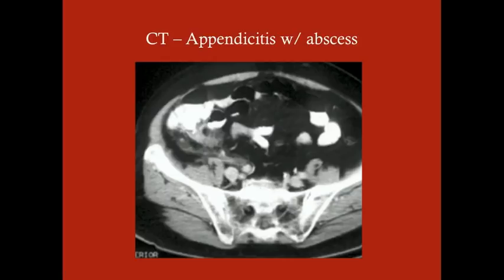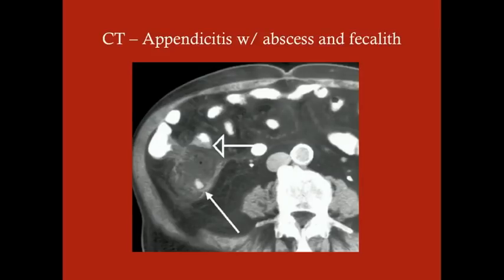I don't expect you, again, to be asked anything just looking at a CT, because the appendix is in variable positions in different people. Sometimes it can be retrocecal, sometimes it can be in other positions, and so this is really something where your radiologist is going to help you out. But this is classic appendicitis with an abscess.